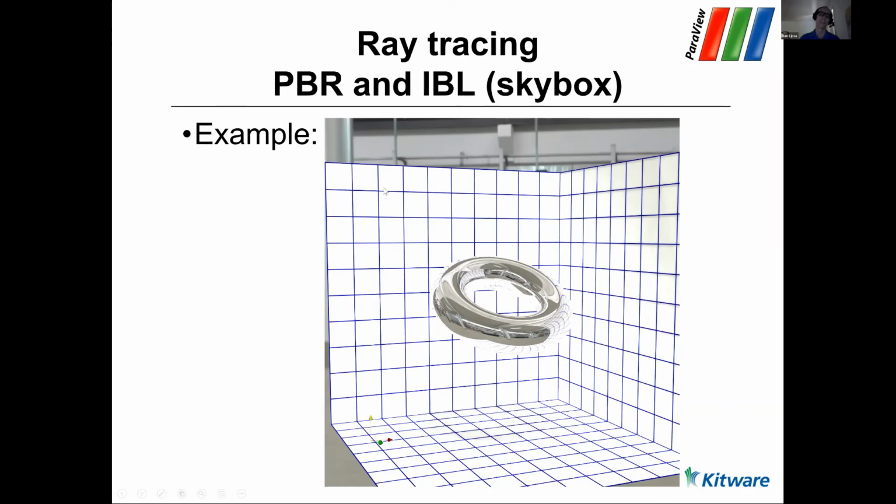What I've done here is I just created a number of planes. Those are reflected in the torus as well as the background. If you just use PBR, you don't get reflection from additional objects in the scene. You only get reflection from the skybox. So let's try to do that.